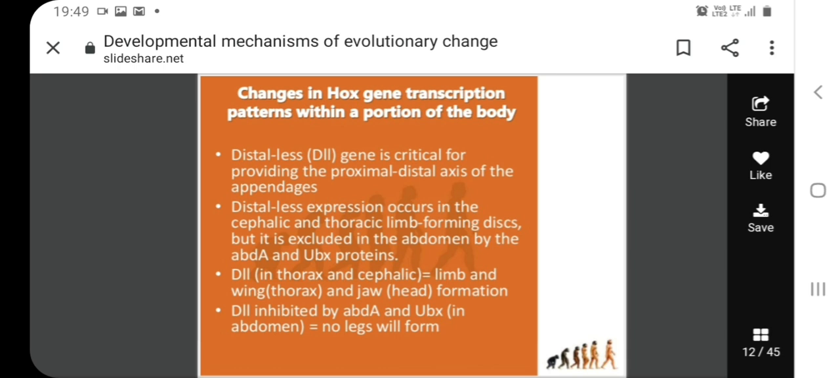While the DLL expression is seen in both the proximal ring and the sock of true thoracic leg, the expression of DLL in abdomen is restricted to the proximal ring. Thus, in Lepidopteran, that is butterfly, the proleg appear to be homologous to the proximal portion of thoracic leg.